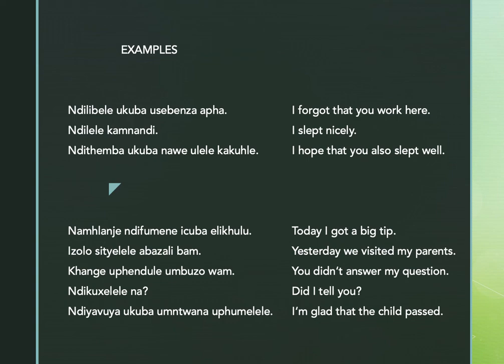So some more examples with those verbs would be: ndilibele ukuba usebenza apha, I forgot that you work here. Ndilele kamnandi, I slept nicely. Ndithemba ukuba nawe ulele kakuhle, I hope that also you slept well. Namhlanje ndifumene ichuba elikhulu, today I got a big tip. Ichuba means tobacco and it also means tip. I guess in the olden days people gave tobacco as a tip or a cigarette. So I got a tip that is big.